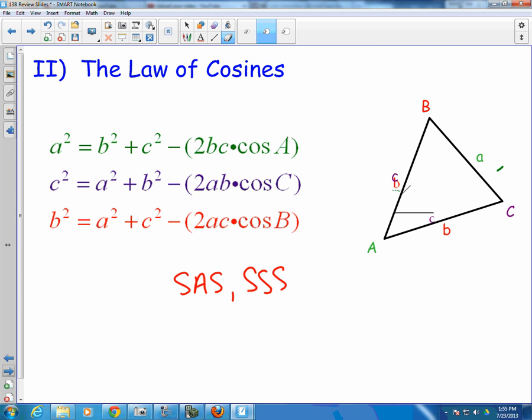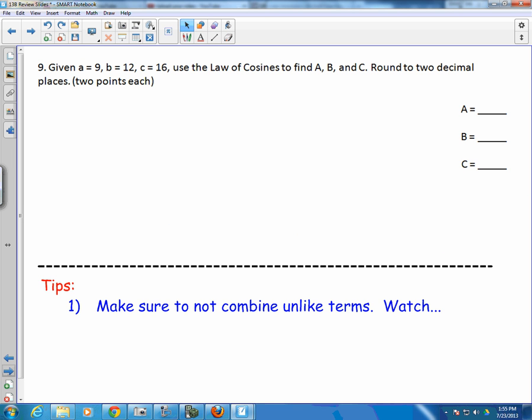So point being, there's situations where law of sines works and situations where law of cosines works. Situations where law of cosines is used are side angle side and side side side. I wanted to look at side side side because there is one thing that a lot of students do with these types of solving questions that they should not.